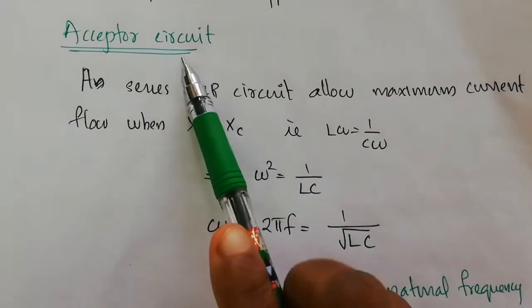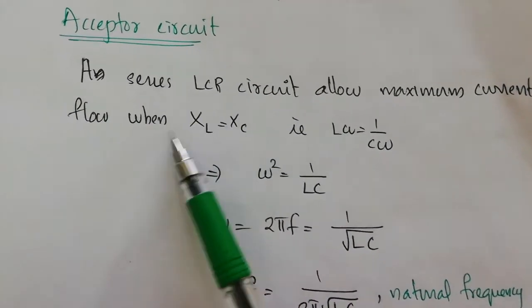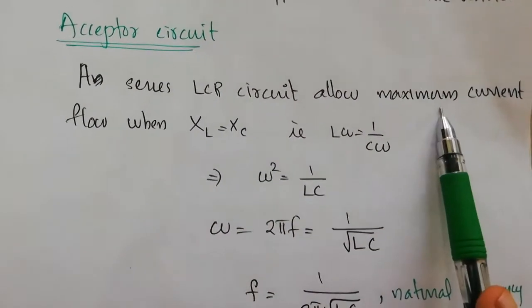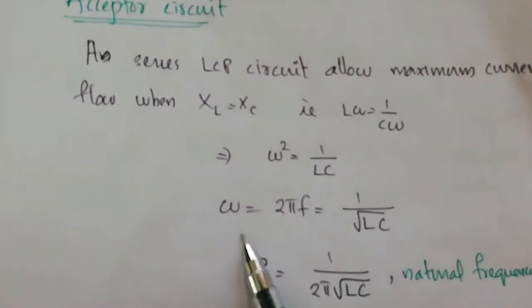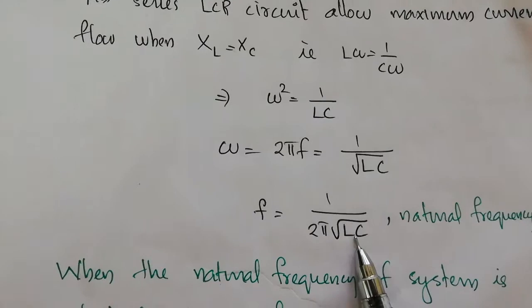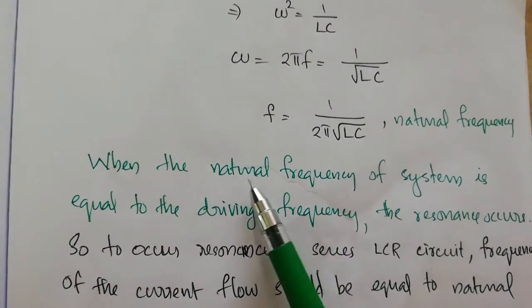In this condition, the series LCR circuit is also known as an acceptor circuit. We can prove that a series LCR circuit allows maximum current to flow at the resonance condition. From this we can derive omega is equal to 1 by root LC, that is, frequency is equal to 1 by 2 pi root LC. That is the natural frequency of a series LCR circuit.